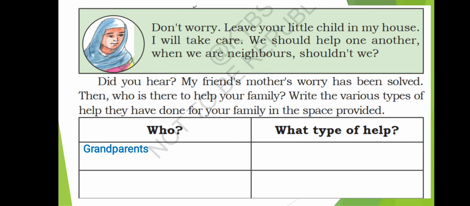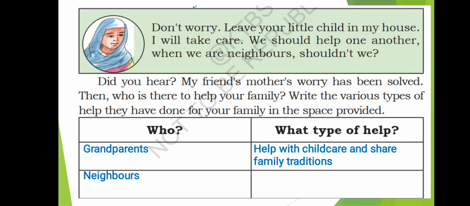First one, who? Grandparents. How they help: they take care of the children and share family traditions. The next, neighbors. How did the neighbors help us? They keep an eye on the house when we are out of station. Means they take care of our house when we are out of station.